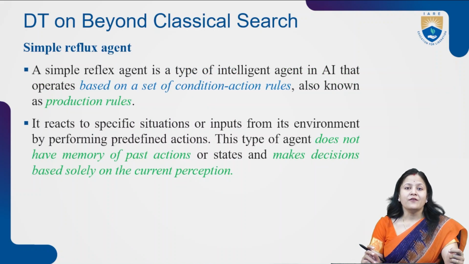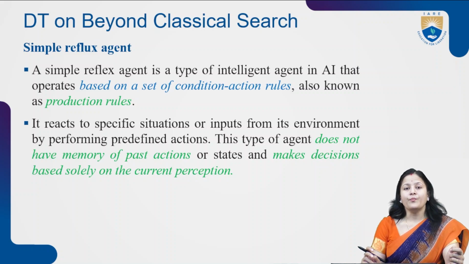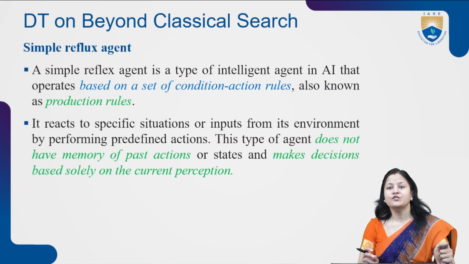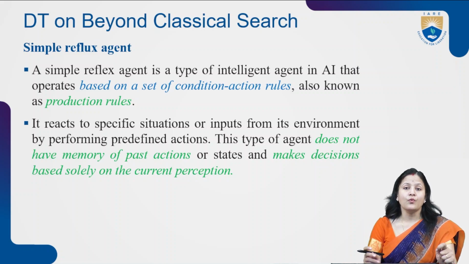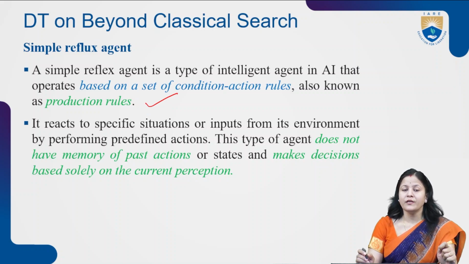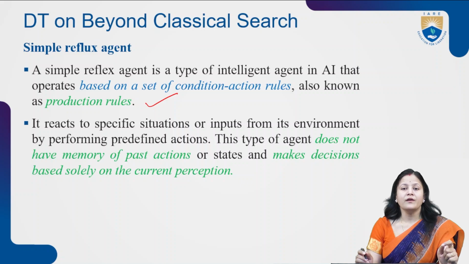Next, what is a simple reflex agent? A simple reflex agent is a type of agent in artificial intelligence that operates based on a set of condition and action rules, also known as production rules. It reacts to specific situations or inputs from its environment by performing predefined actions. This type of agent does not have memory of past actions or states and makes decisions based solely on the current perception.